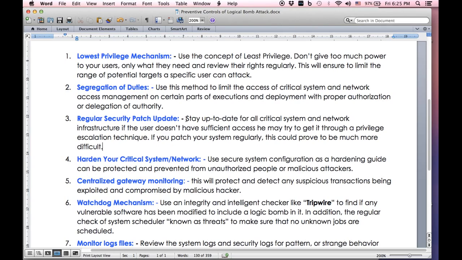So this is very important. The mechanism will indicate you to stay up to date for all critical systems and network infrastructure, whether the application or network system are up to date upon the release of patch code to fix all vulnerabilities in the system or in firmware, to make sure the vulnerability can be protected from certain antivirus or threat protection.